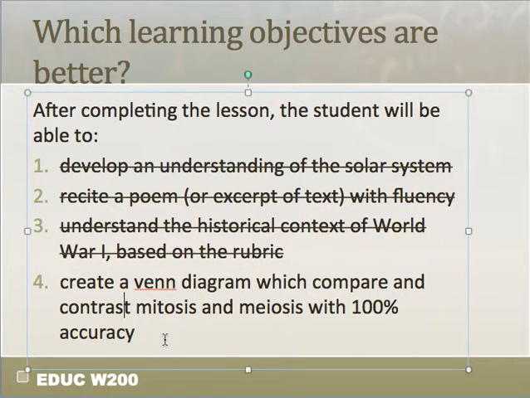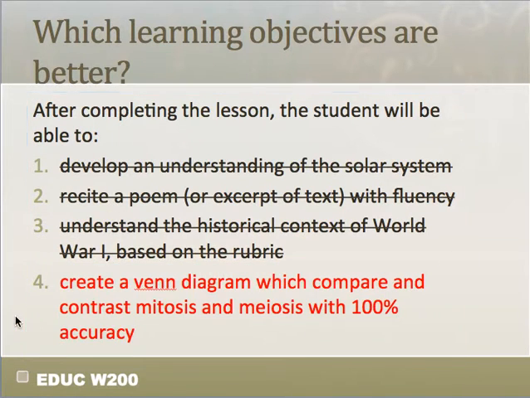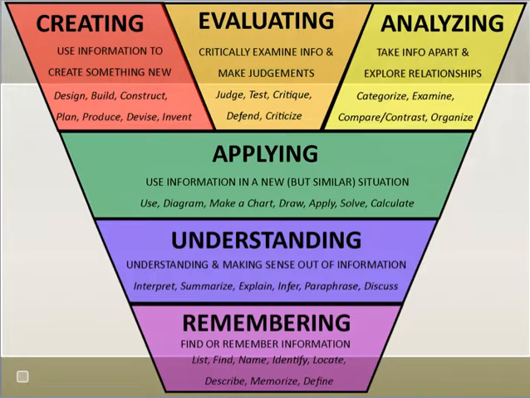And then the last one: create a Venn diagram which compares and contrasts mitosis and meiosis, with 100% accuracy. So it does have the criteria here, and it has create, which is a great word. We can actually measure that, and it's got compare and contrast. So this one would be the best learning objective. You can still make it better. And here are some ways that you can think of making it better.